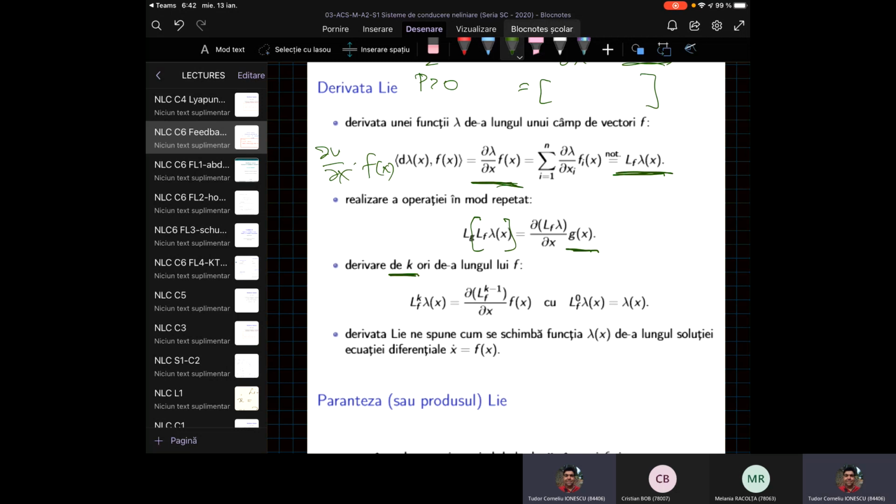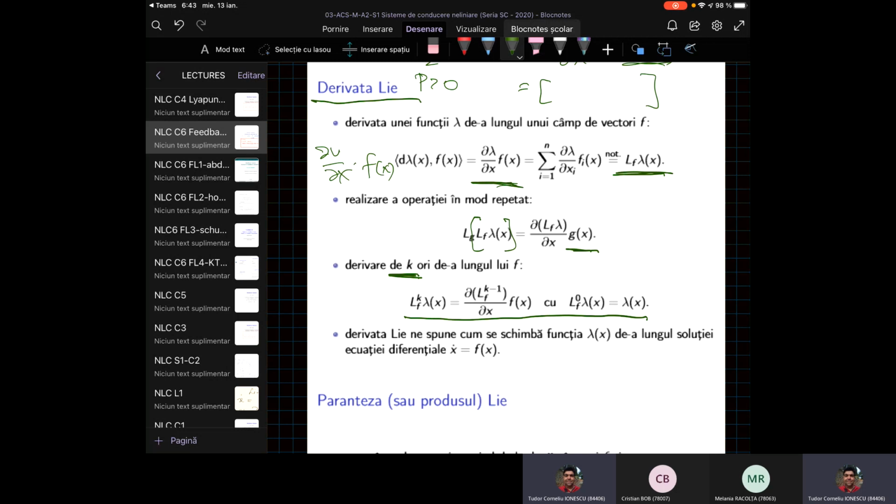And then if you want to do k times derivative, you use this form. This is called the Lie derivative, like it's written here. The meaning of the Lie derivative is that it tells us how the function lambda of x is evolving, is changing along the solution x of the differential equation x dot is f of x.